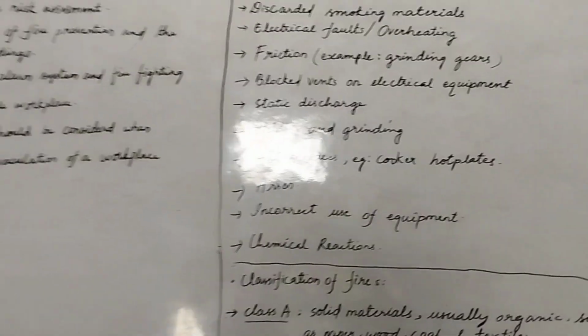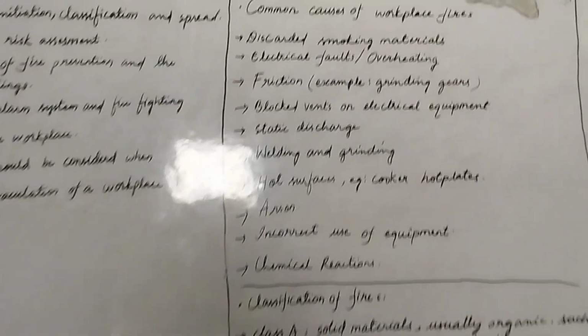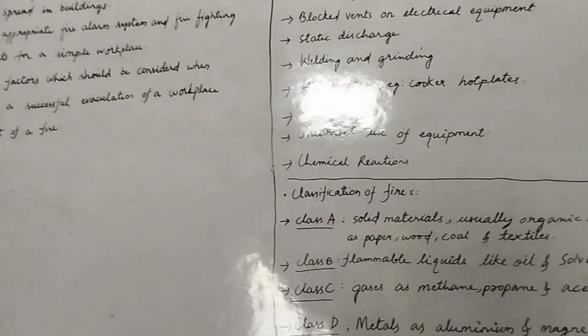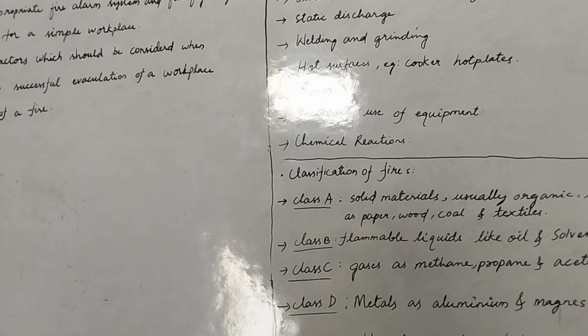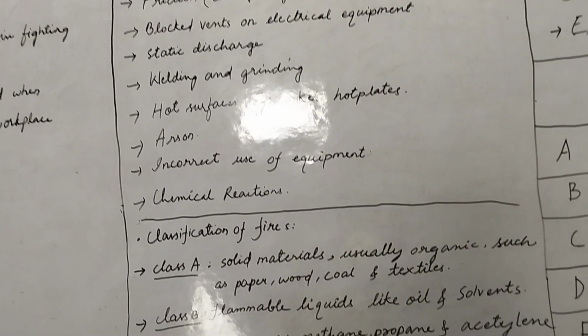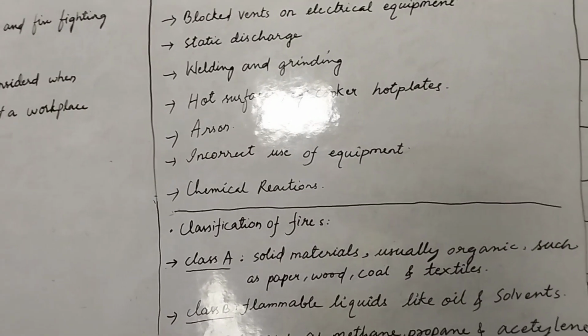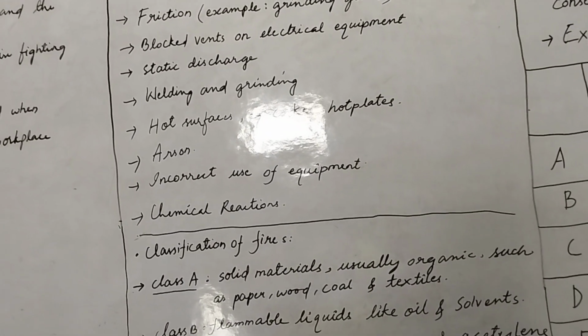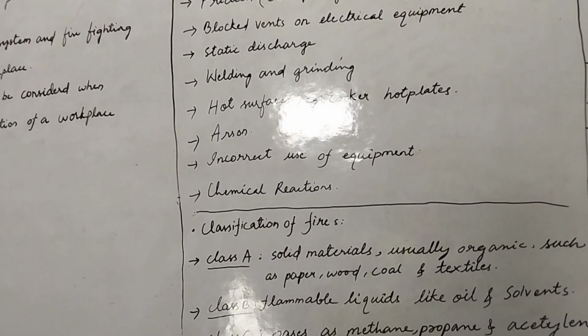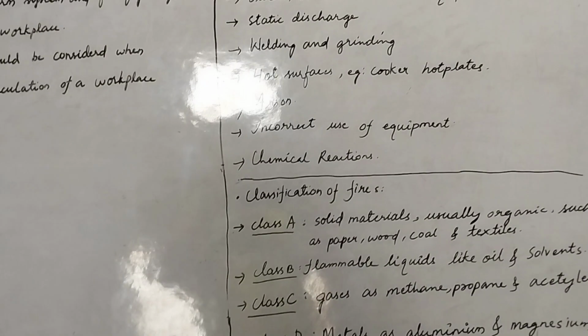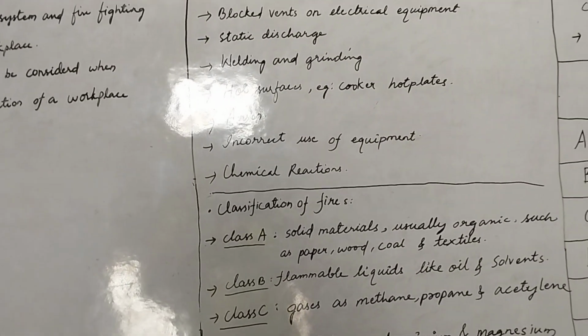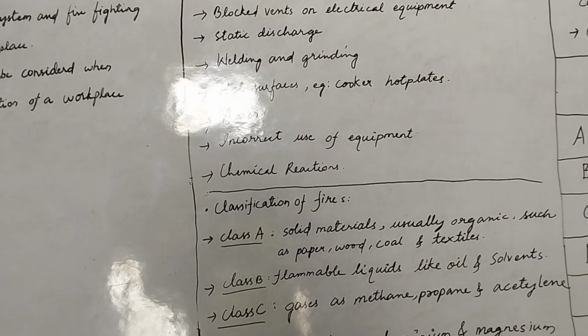You must know the classification of fire. The classifications of fire are class A, class B, class C, class D and class F. In class A, solid material, usually organic, such as paper, wood, coal and textile. In classification B, fire of flammable liquid like oil and solvent.